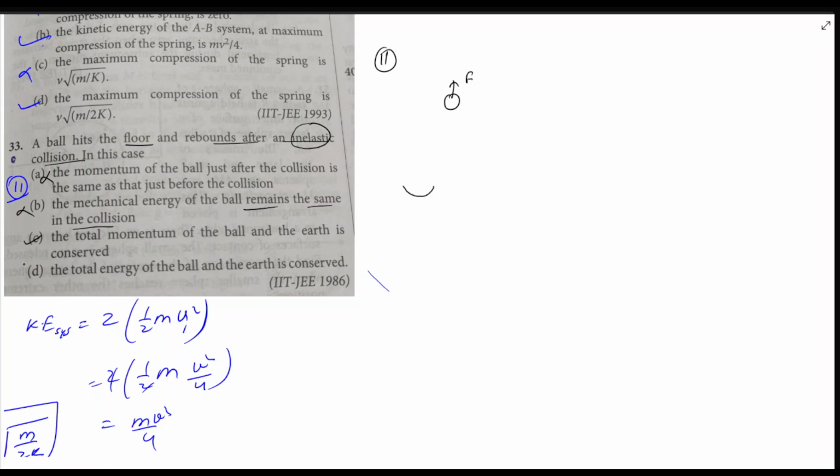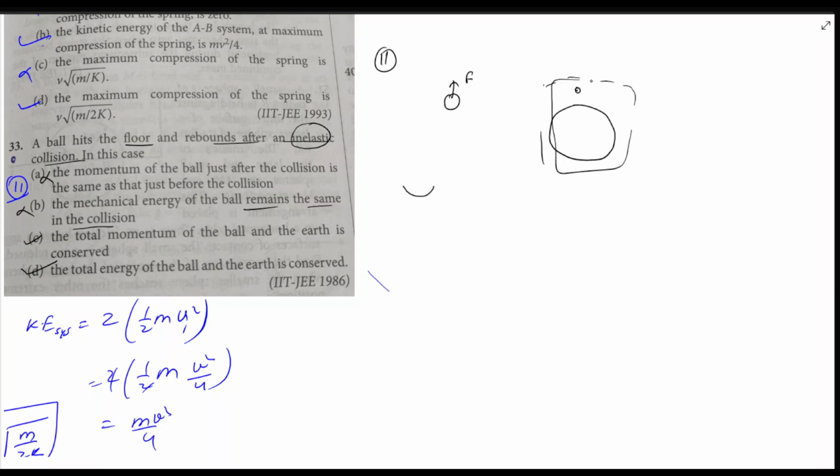The total momentum of pole and Earth is conserved. This is correct. Let's say this is Earth and this is pole, and if we consider the whole as a system, there is no external force, so the total momentum of pole and Earth is conserved, definitely. So C is correct. The total energy of pole and Earth is also conserved. This is also correct.